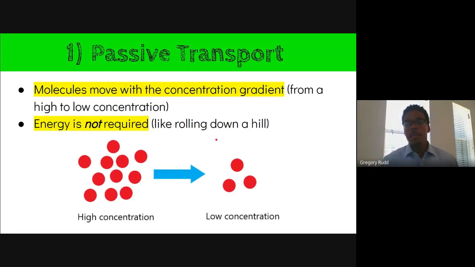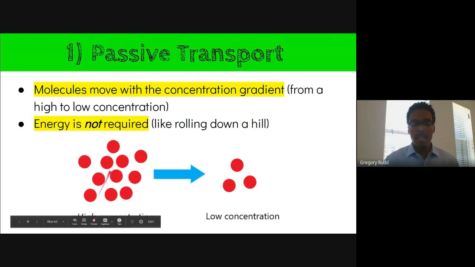So we say that this is passive transport because energy is not required here. It's almost like rolling down a hill. If you literally just lay down at the top of a hill, you cross your arms, eventually you're going to start rolling if the hill is steep enough. You don't need to use any energy to do that. And this is the same thing with how these molecules move with their concentration gradient. They move from high concentration to low concentration.